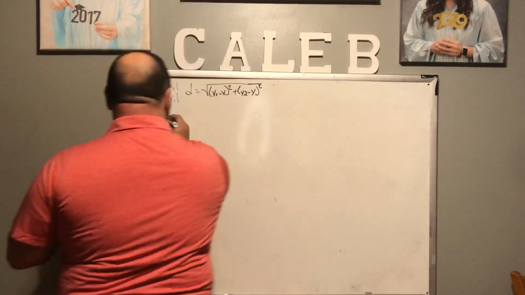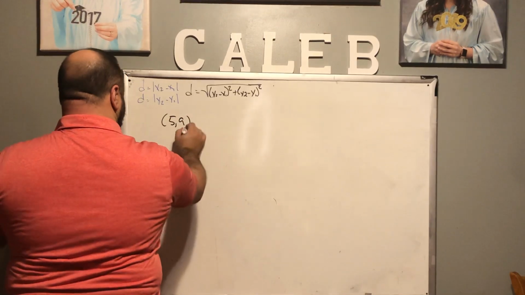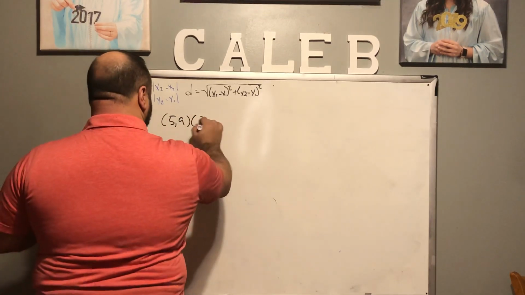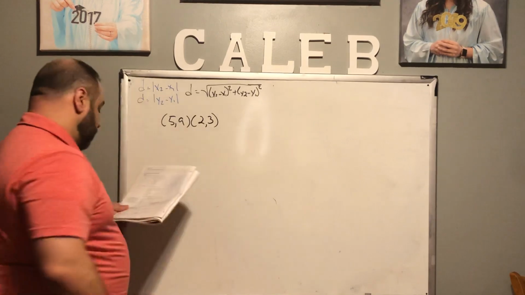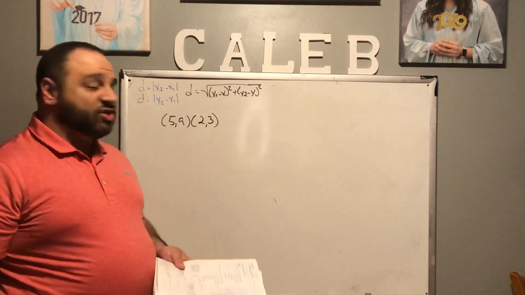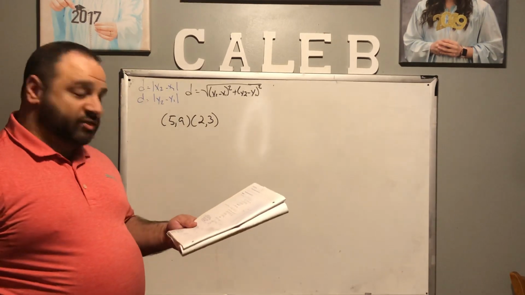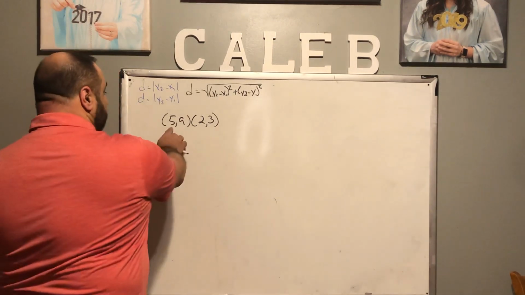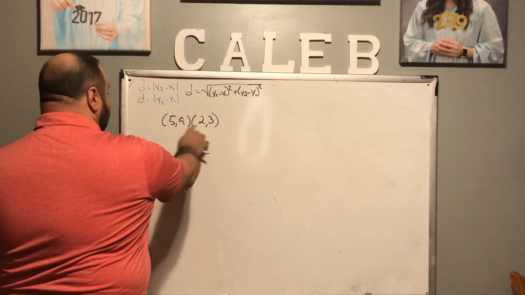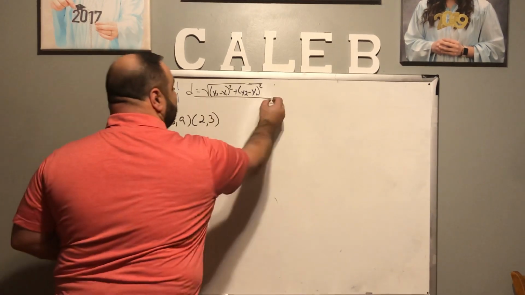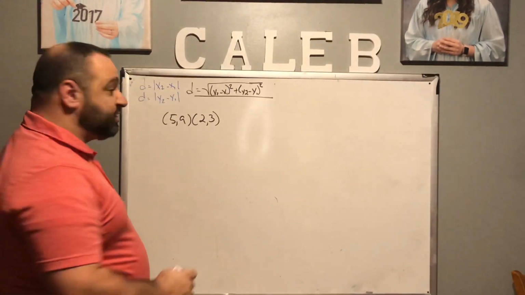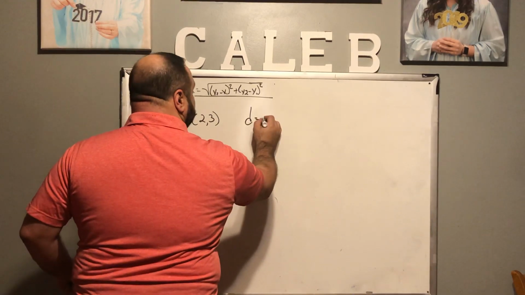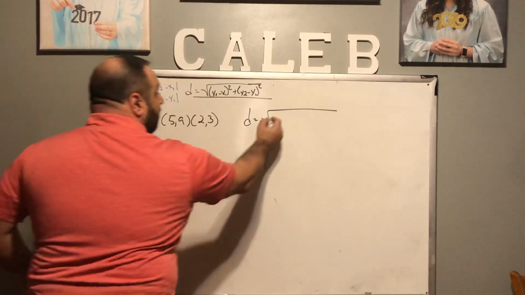Here are our coordinates. We have 5, 9, and we have 2, 3. Let's find the distance between these 2 points. Since we have different x and y values, we're going to use the distance formula. All we're going to do is plug in our values.